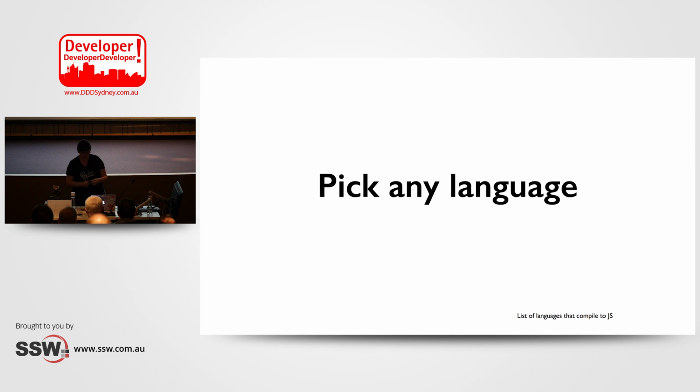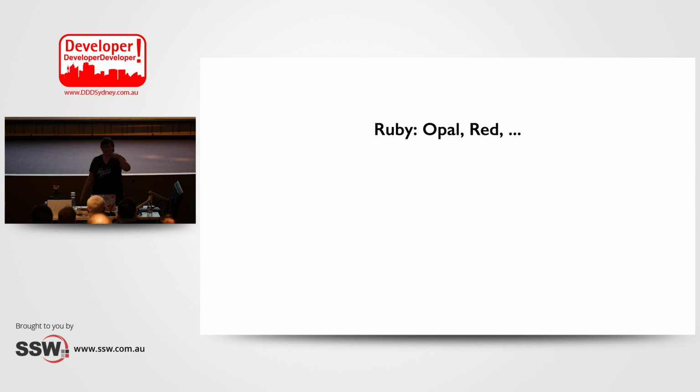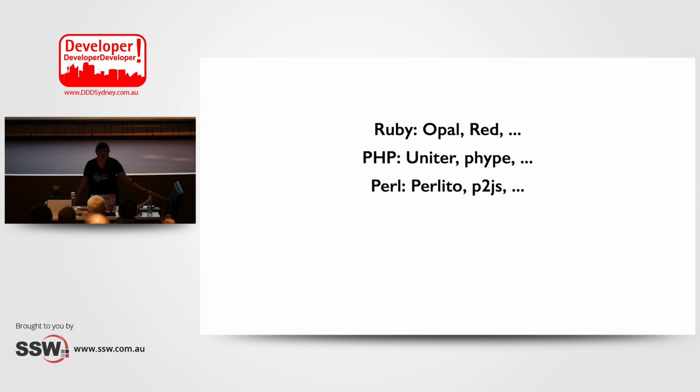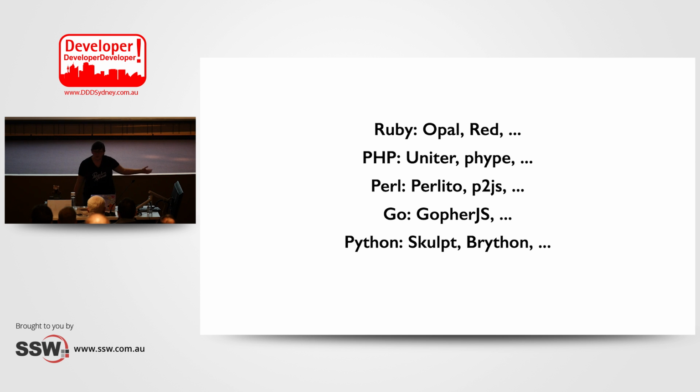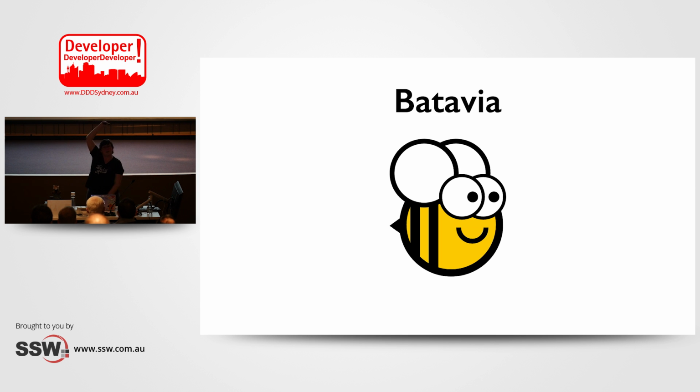JavaScript. Who here does Ruby? Ruby, you've got Opal, you've got Red, you've got many other languages. Who here uses PHP? You've got Unity, you've got Fipe? Fipe, yes, let's call it Fipe. With Perl, you've got multiple choices. In Go, you've got Go for JS. In Python, you've got a few choices. And you've also got this one, which is one that I helped build, and it's really cute and has a bee.